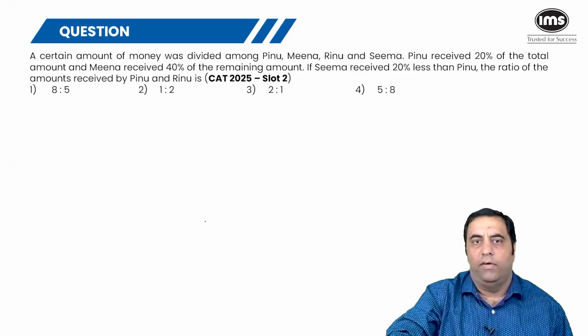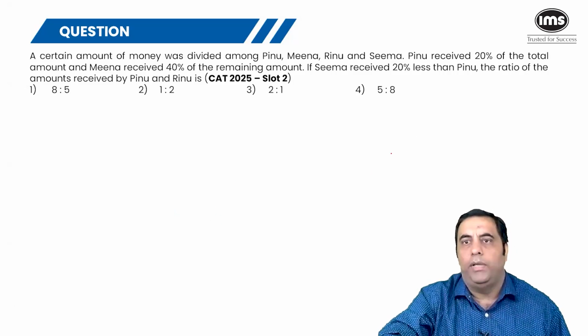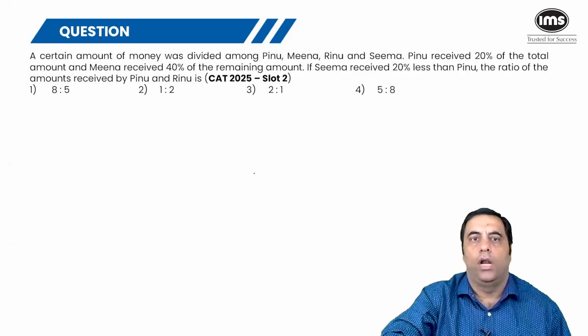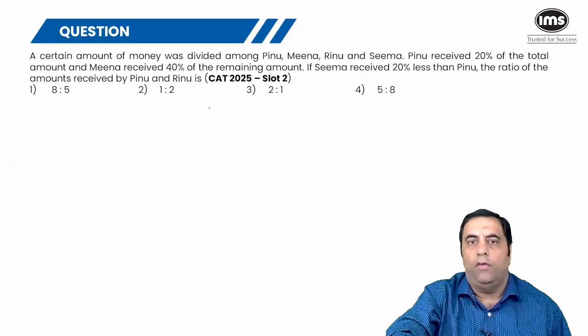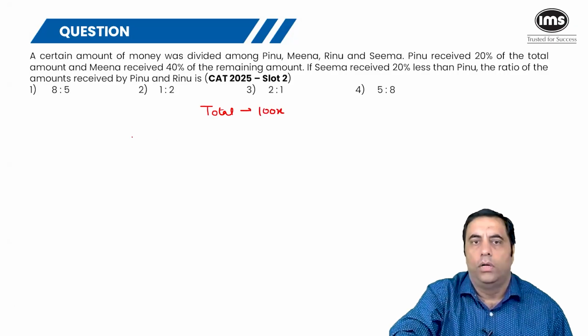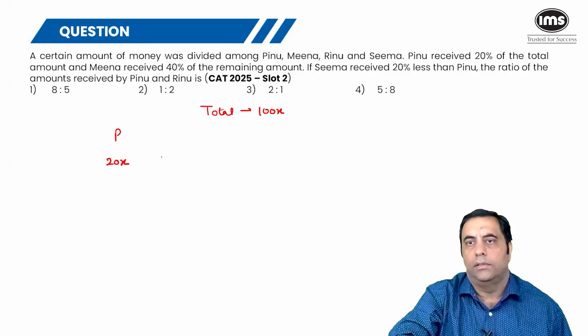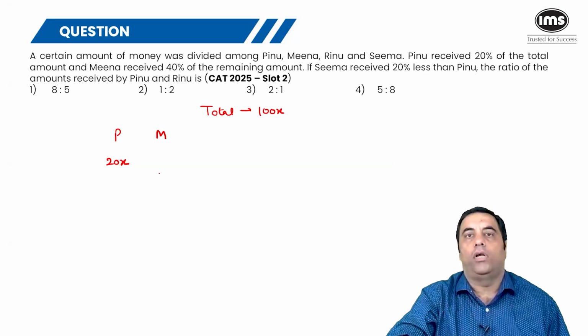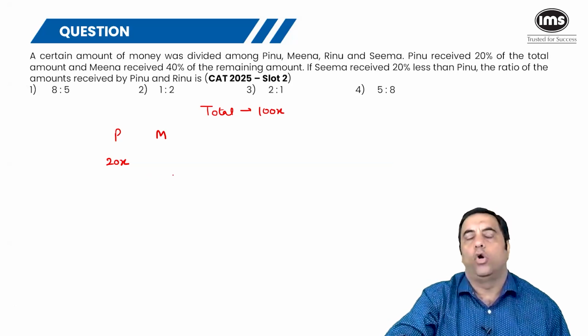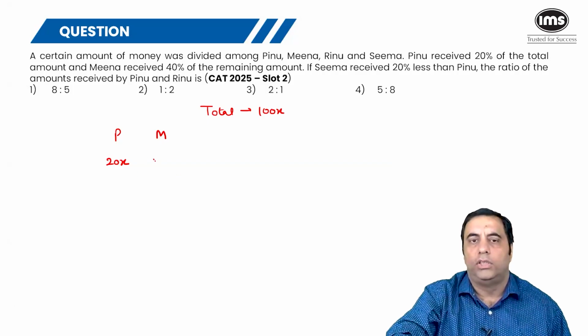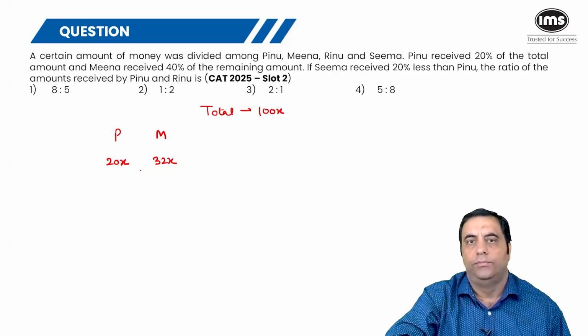Now, what they have given is that Pinu received 20% of the total amount. So if I assume the total amount is 100x, the share of Pinu will be 20x. Now, M received 40% of the remaining. I know the remaining is going to be 80x, so 40% of that is going to be 32x. So the share of M will be 32x.